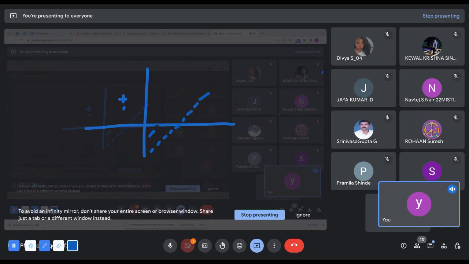Now, which points decide my margin? There's one positive and one negative, so these are my support vectors. My actual classifier will be somewhere here, and my support vectors are here and here. And now I remove this example.